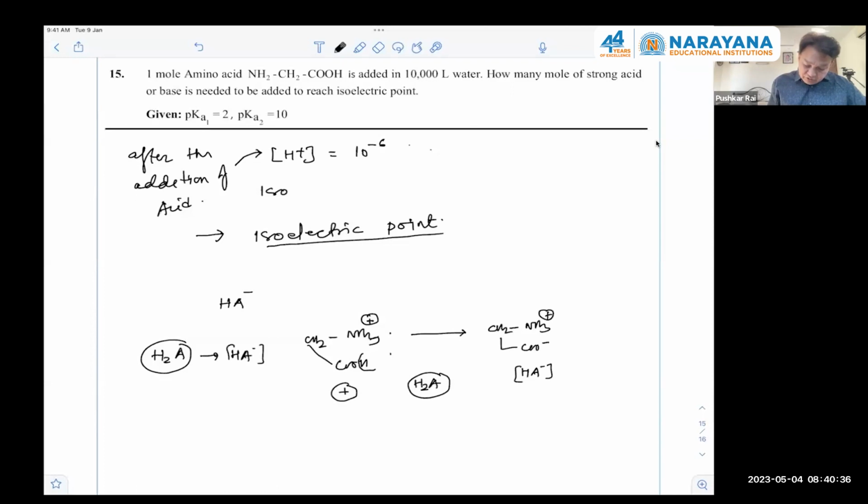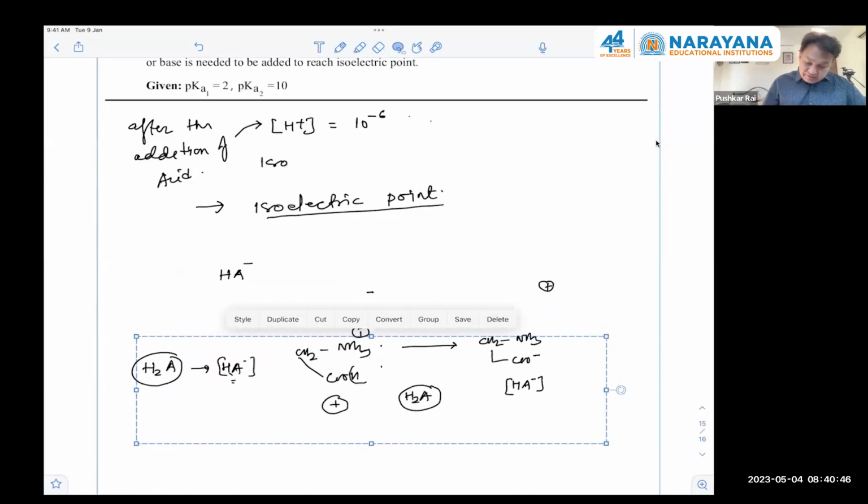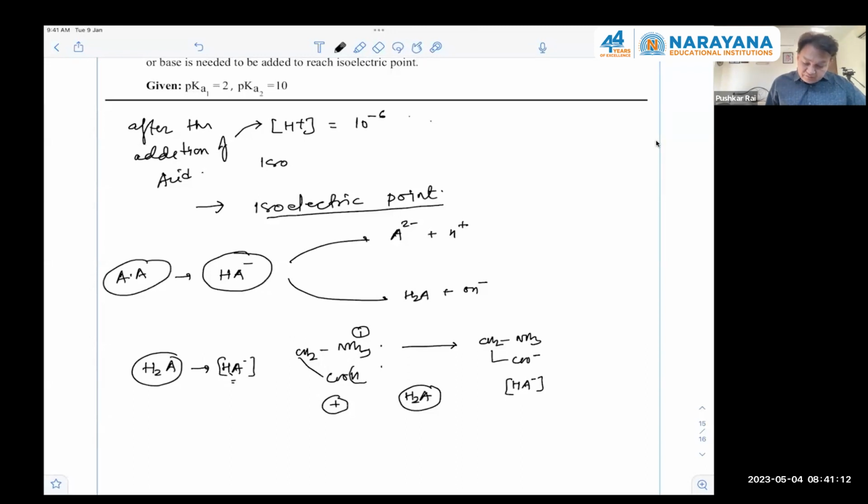So you have added HA negative in water. That is the idea. Since you have added HA negative in water, it is going to do two types of things. I have already hinted in the last class that HA negative can lose one H plus ion and become A2 negative plus H plus ion, or HA negative can gain one H plus ion and become H2A plus OH minus. So these two things happen when you add an amino acid in water. This is an amino acid.